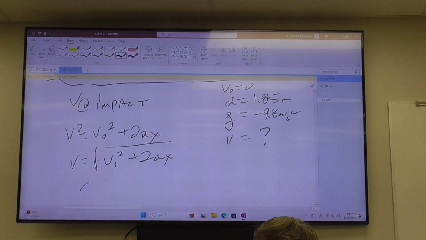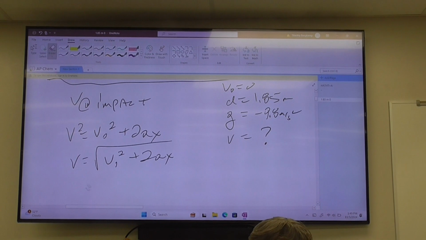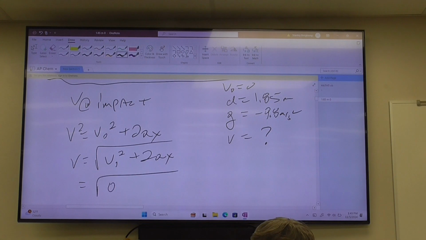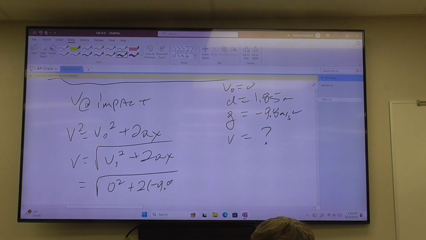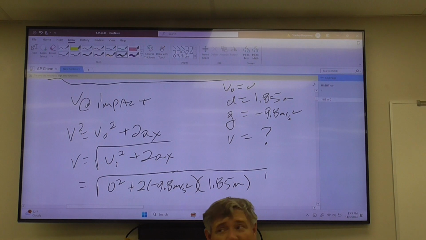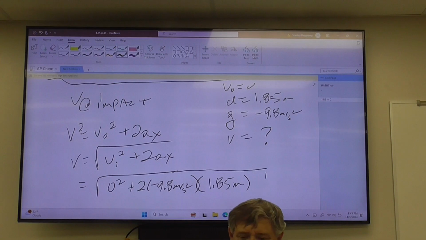So what I'm going to do is wrong. Okay? Do not do what I'm about to do. And that's not the part that's wrong. 2 times negative 9.8 meters per second squared times 1.85. Oh, I said it was wrong. Why is this wrong? Don't forget to have your negative displacement.